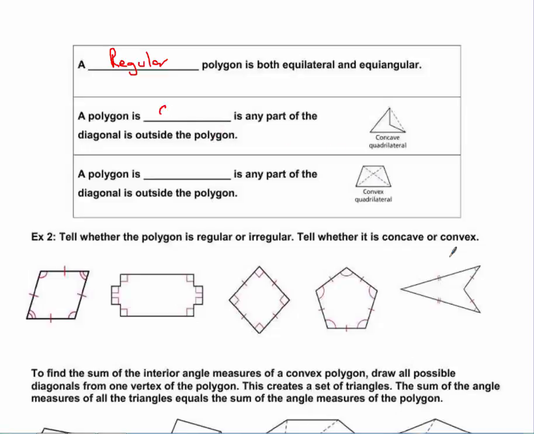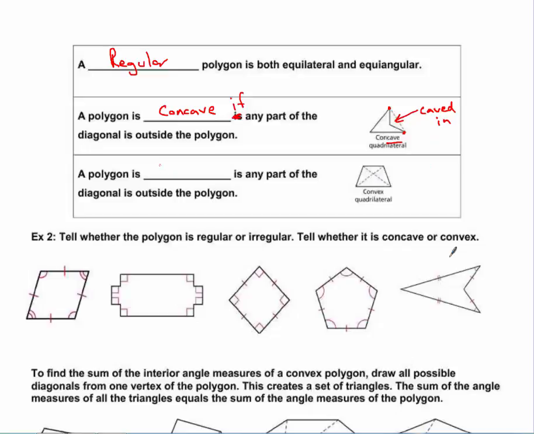A polygon is concave, and there's some typos here, if any part of the diagonal is outside of the polygon. So if we looked at this picture over here, when we connect from one vertex to the other vertex, we connect this diagonal, well, it's outside of our shape. And another way to remember it is if you see one that's caved in, then it's concave because it's caved in.